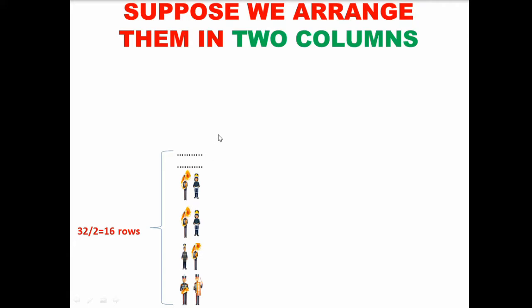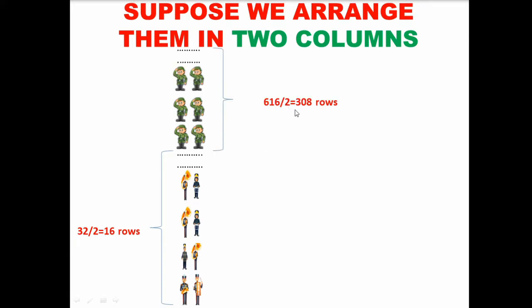After that come the soldiers. So they are also arranged in two columns. So 2, 4, 6, 8, it goes on, and they are 616 in number. So I get up to 308 rows. So here there are only 16 rows, and here we get 308 rows.